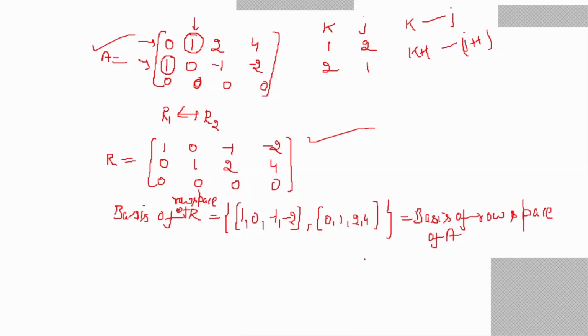Similarly, reduce the given matrix to row echelon form. The basis of its row space will be the same as the basis of the row space of the original matrix. No matter what the column, yes, basis of column space of R. What will be the basis of the column space?